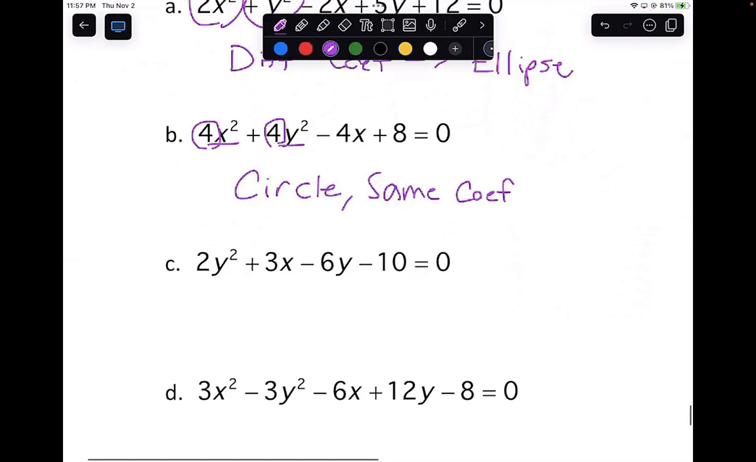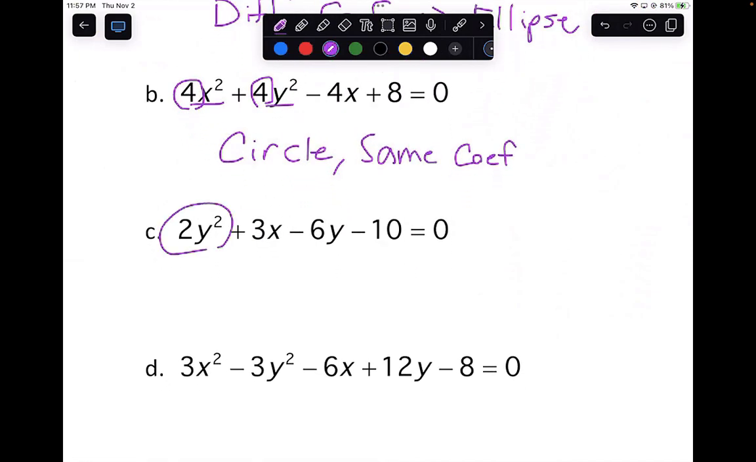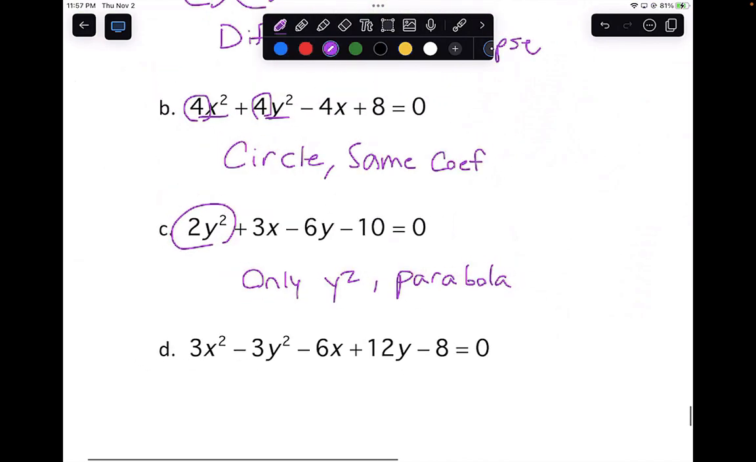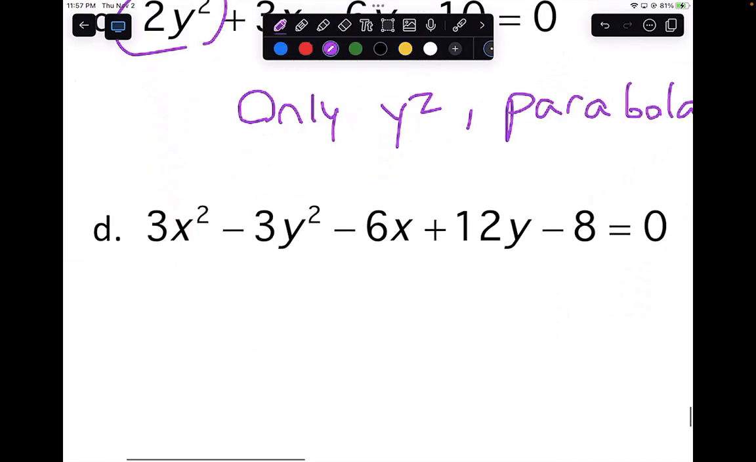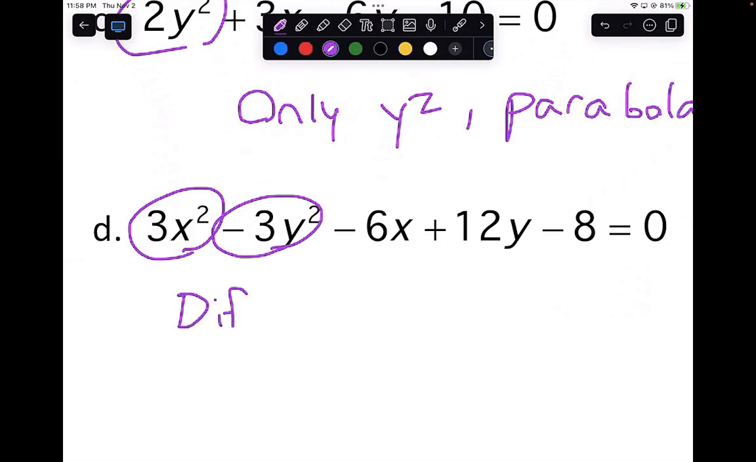Next one here, I only have a y squared. When you only have y squared or x squared, but not both, that'll be a parabola every time. That should be the easiest one to get right. Hopefully, when you see just the one square term, you think parabola. And then you could probably guess this one's going to be a hyperbola, because that's the only one we haven't done. The reason it is a hyperbola is you have both x squared and y squared, but different signs. So obviously it's going to be a hyperbola.